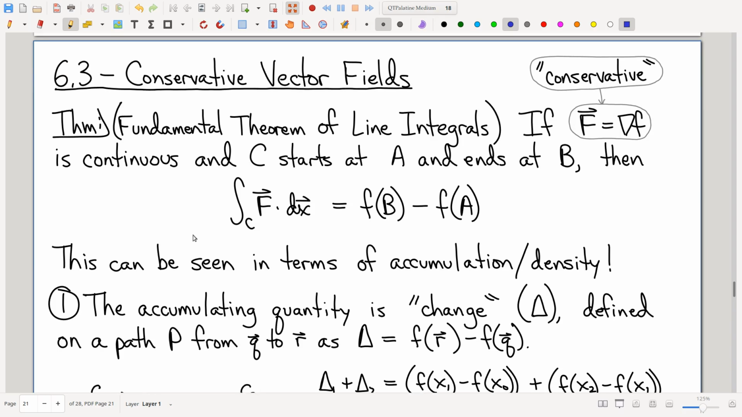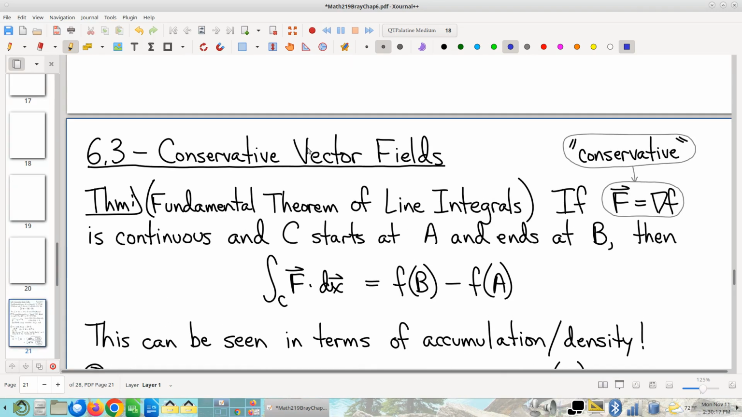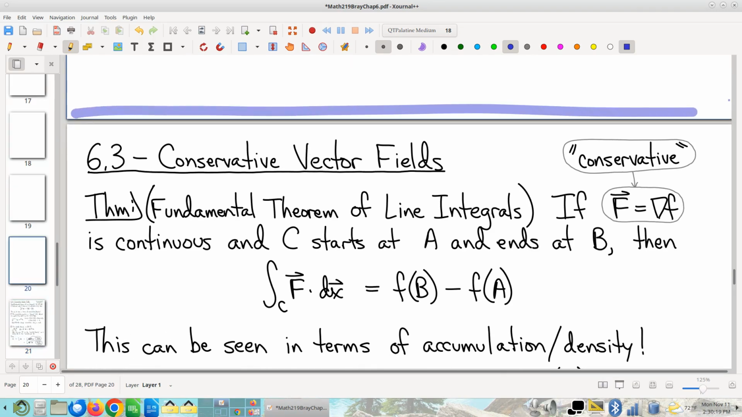So let's see here. I can't quite read that. Oh, I'm out of time. Okay, well, perfect. Okay, so we just finished section 6.2, and we'll pick up 6.3 on Wednesday.